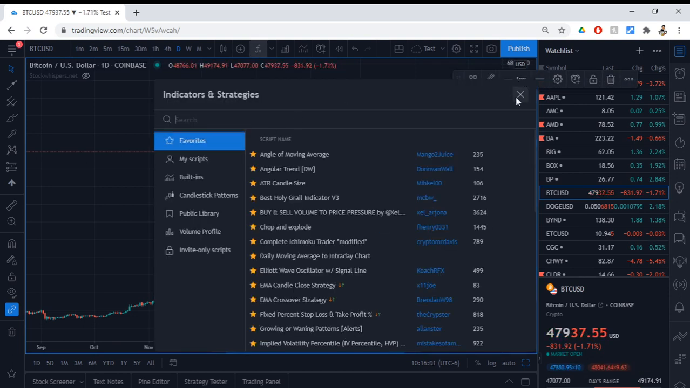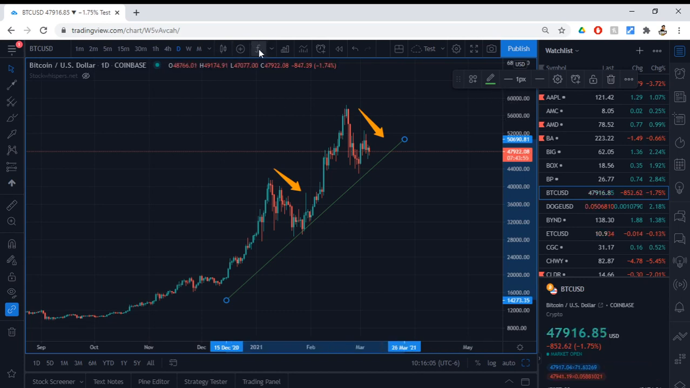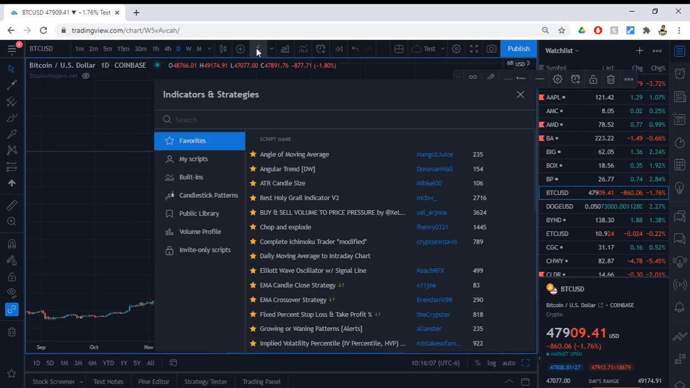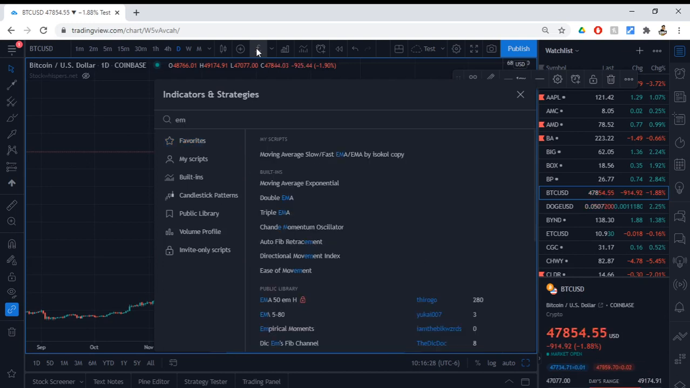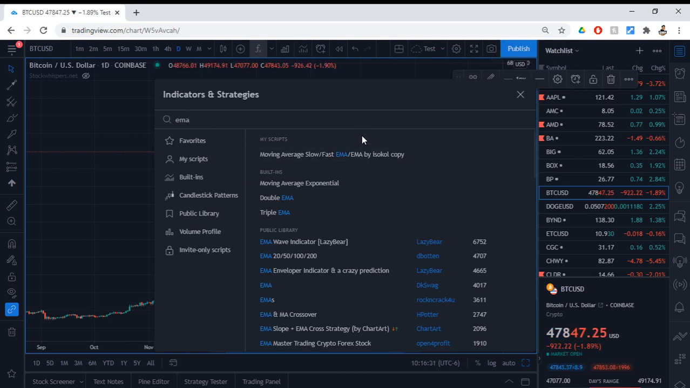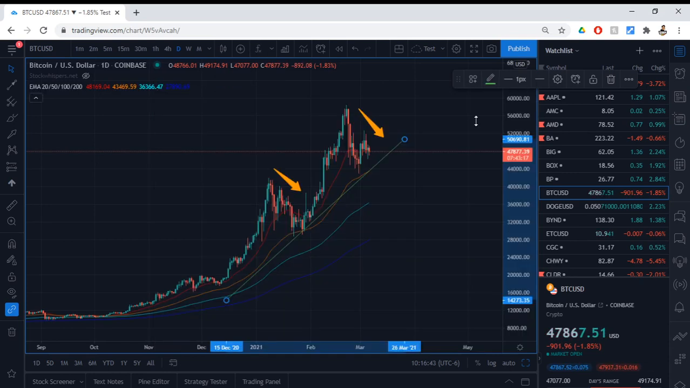A lot of people on the free version of TradingView can only add three indicators to their chart. So I'm going to try to find some indicator here. This is a good suggestion, right? So EMA 2050. All right, we're going to add this one to the chart.